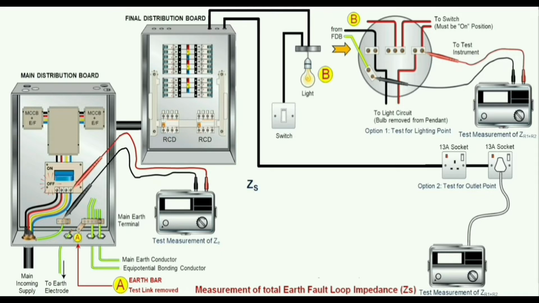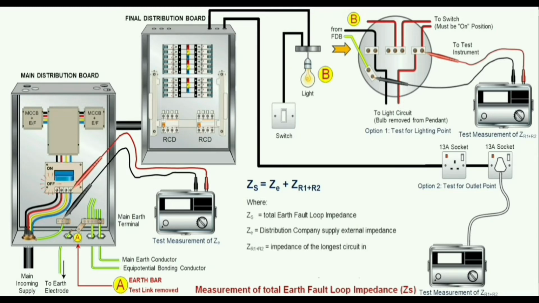This topic is how to measure the total earth fault loop impedance of this circuit diagram. Before we start the actual measurement of this circuit, here is the equation. The total earth fault loop impedance is equal to the summation of the external impedance plus the impedance of the longest points of the circuits. R1 is taken by measuring a circuit phase conductor impedance, and R2 the same circuit earthing conductor impedance.